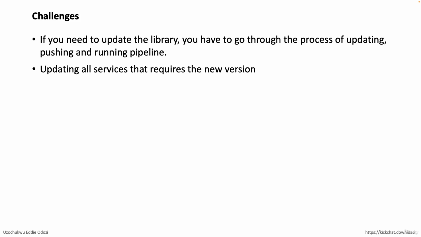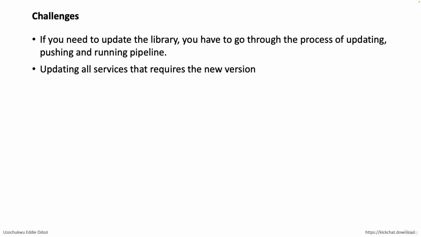Say for example, you add a new property to an interface that is used across all the services. Maybe the first version was version 0.0.1, and then you add a new property that is required in all services, and then you increase the version to 0.0.2.